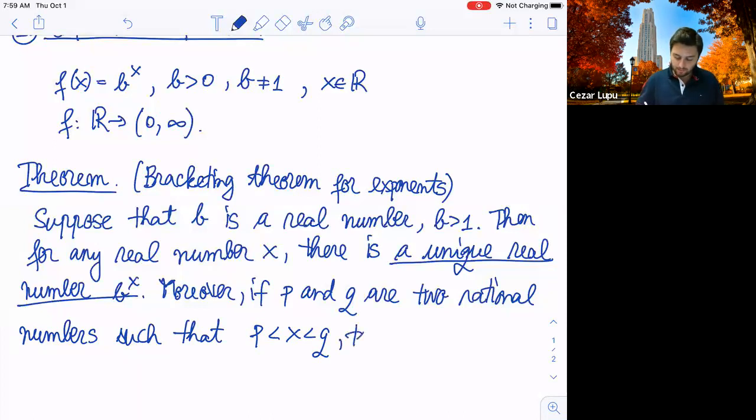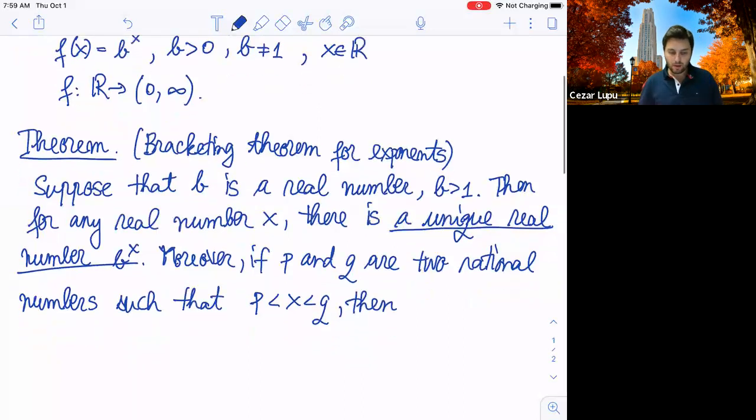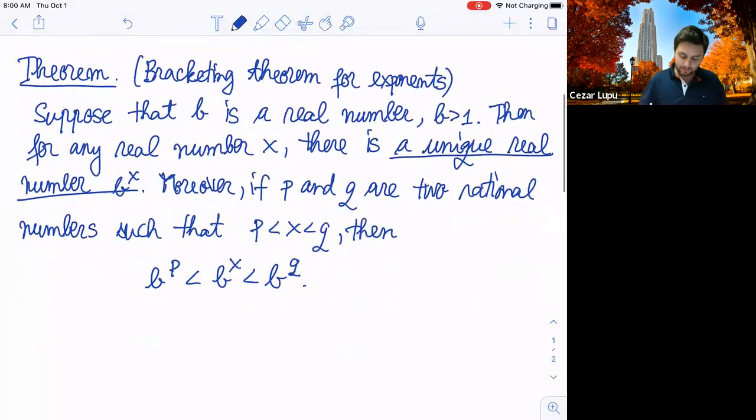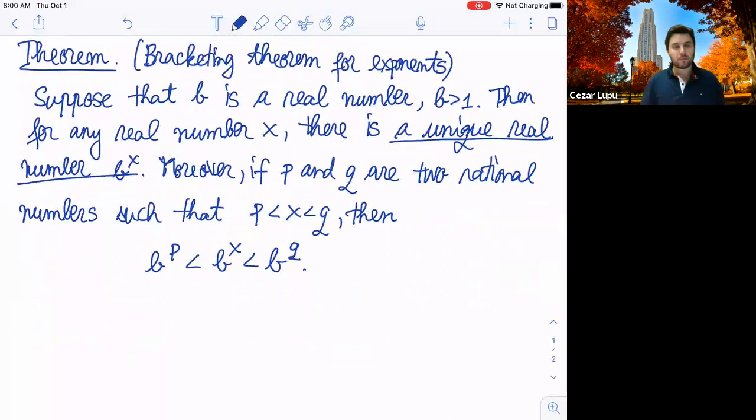Then clearly we have this inequality: b raised to the power p will be less than b raised to the power x and less than b raised to the power q. This is q here. Okay, so we have this.